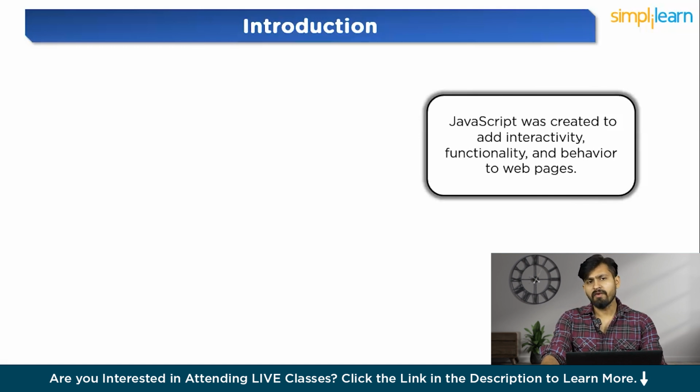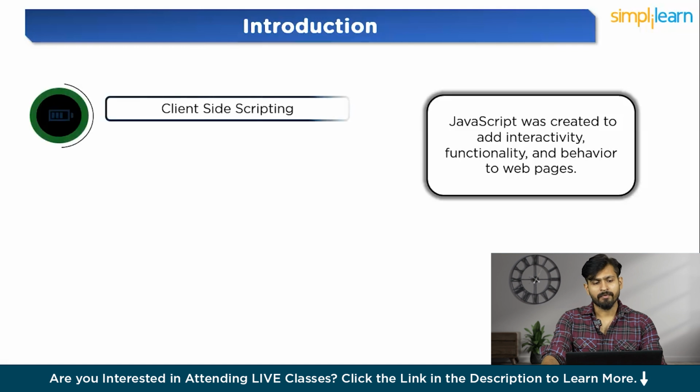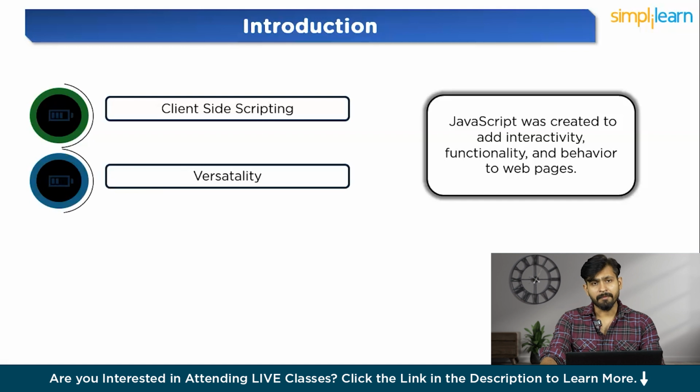Now let us see what the purpose of using JavaScript is. The first one is client-side scripting. One of JavaScript's key roles in web development is client-side scripting. This means that JavaScript code is executed on the user's device rather than on the server, enabling immediate feedback and interaction with web content. Next one is versatility.